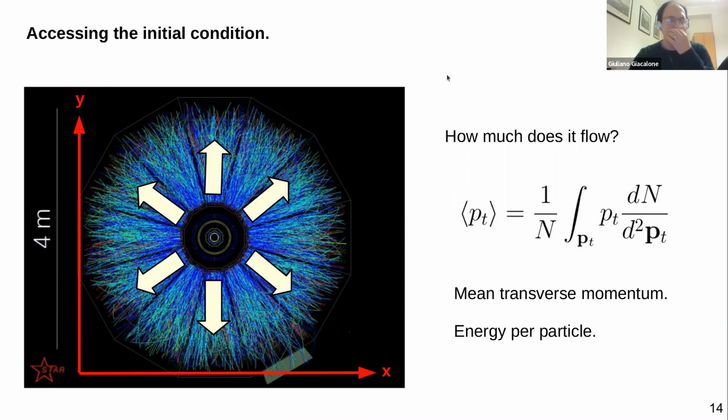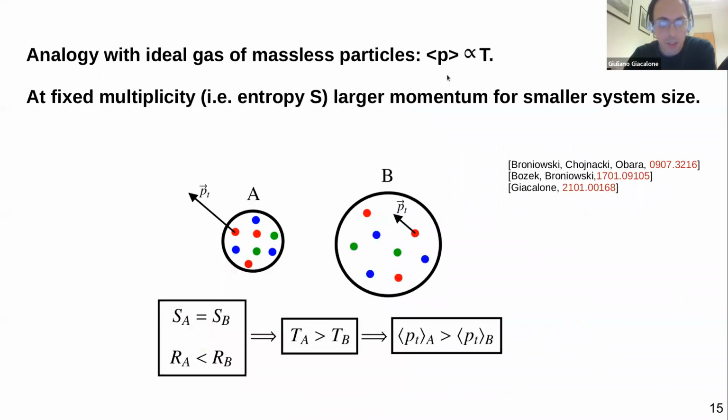So what does this quantity actually probe? To understand the physics which drives the mean pT, it's very useful to think about a gas of particles in a given volume. So if you have an ideal gas of massless particles, the average momentum of the particles is just proportional to the temperature, which means the following: that and the entropy of the system is given by the number of particles.